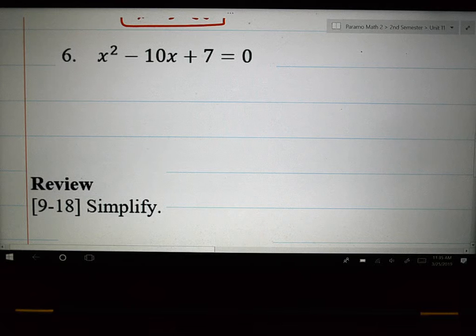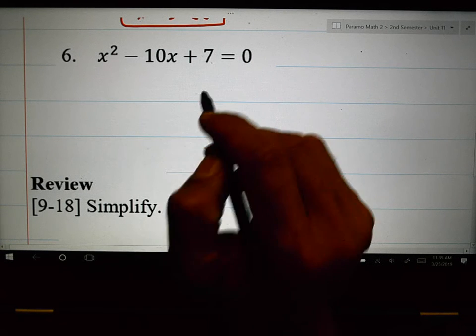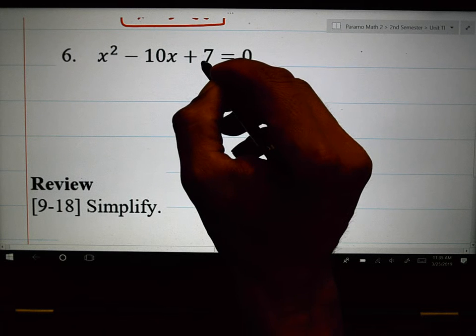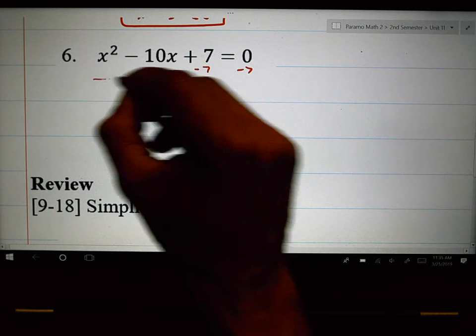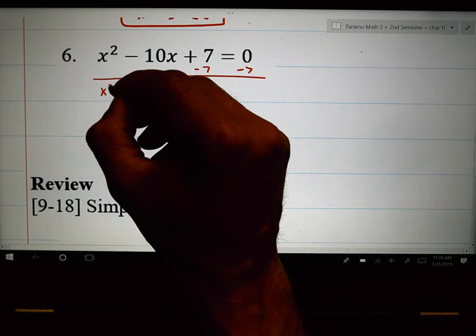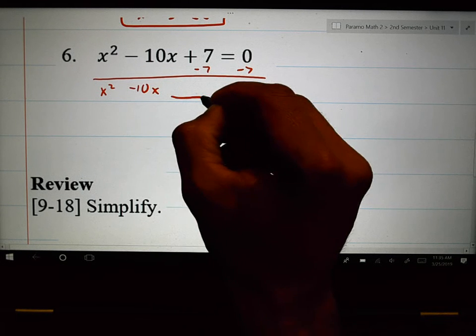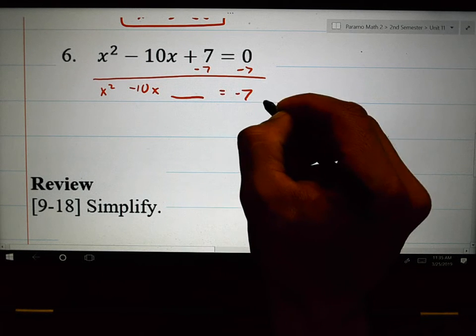Number 6. Move the C value first. What's the C value? Which number is the C value? If you know, say it out loud. I heard 2 people say it. I heard 5 people say it. We're going to move the 7. The opposite of adding 7 is subtracting 7. That makes this x squared minus 10x underscore equals -7 underscore.